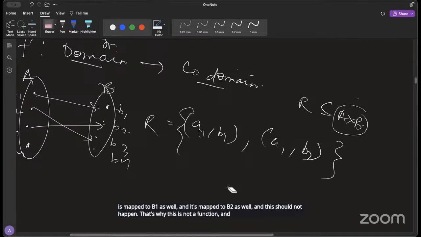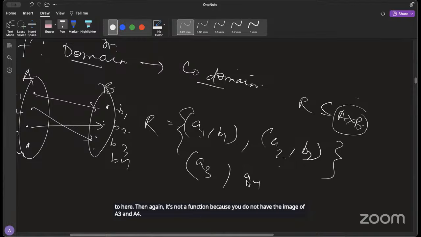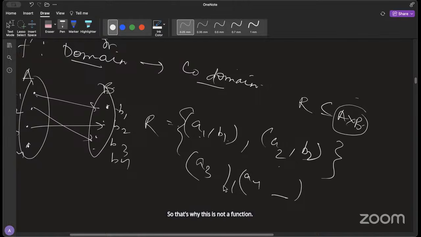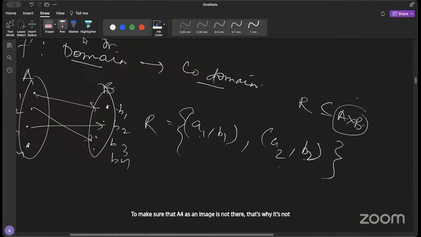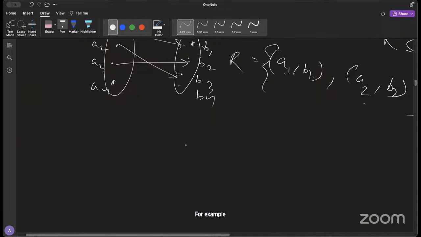And let's say I remove this thing, and instead I take 2 here. Then again, it's not a function because you do not have the image of A3 and A4. A pair starting with A3 to make sure that A3 has an image, and a pair starting with A4 to make sure that A4 has an image, is not there. That's why it's not a function. Is that okay?